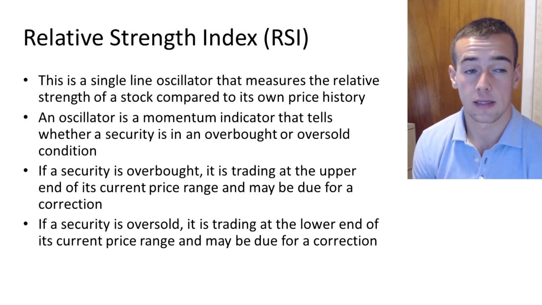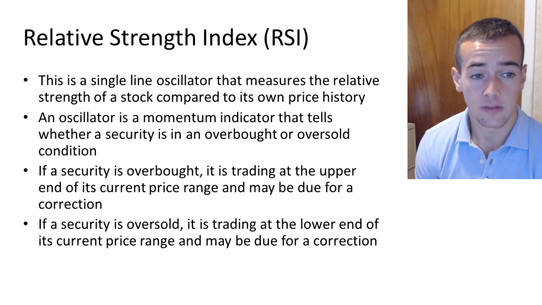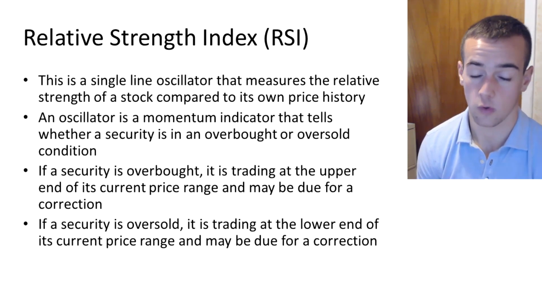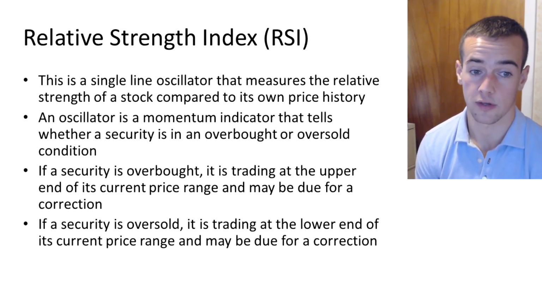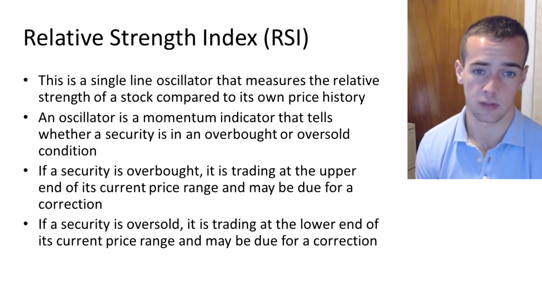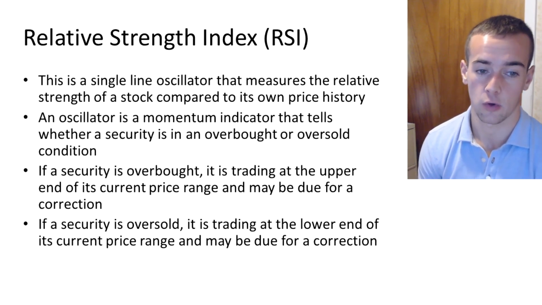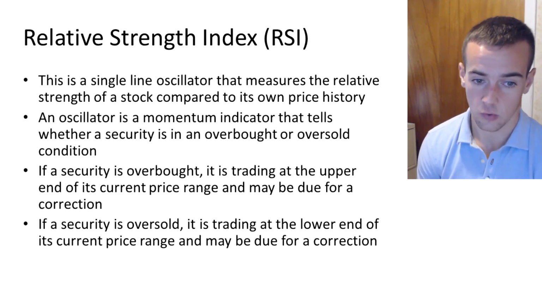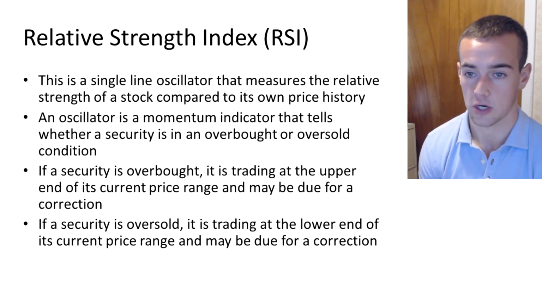So the next technical indicator that I use is the Relative Strength Index, or the RSI. And this is a single line oscillator that measures the relative strength of a stock compared to its own price history. Now, an oscillator is a momentum indicator that tells whether a security is in an overbought or oversold condition. And this is pretty self-explanatory, but if a security is overbought, it is trading at the upper end of its current price range and may be due for a correction. And if a security is oversold, it is trading at the lower end of its current price range and it may be due for a correction as well.